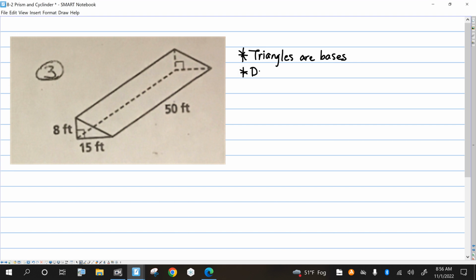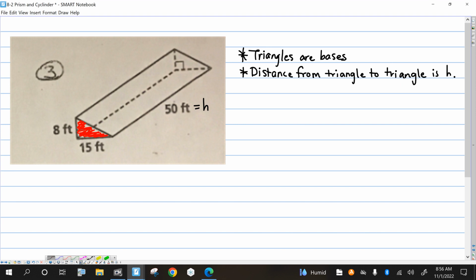And then you can also say the distance from triangle to triangle is the height. So H, in our case, is 50. And this little triangle here is your base. So when you see triangular prisms, the triangles are the bases.